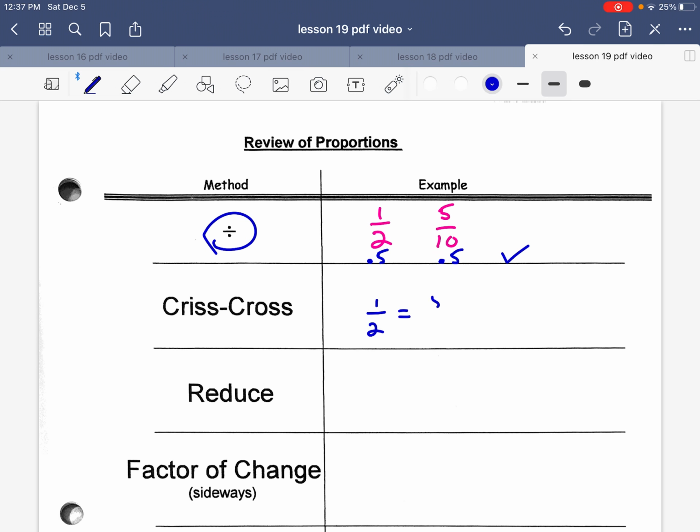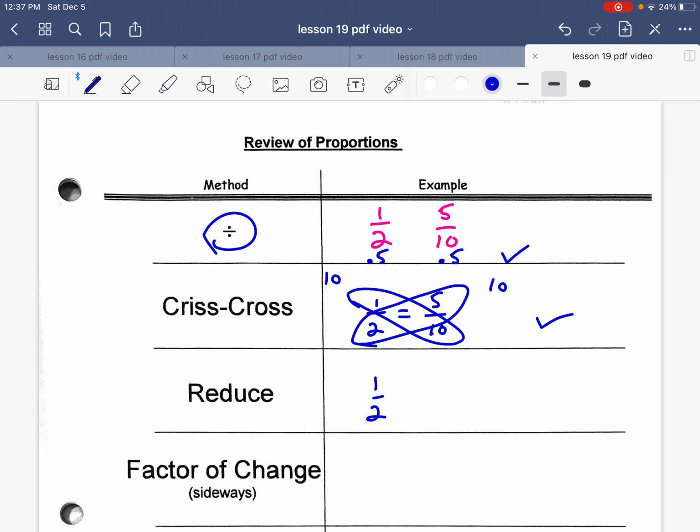Crisscross method using that same 1 times 10, 10, 2 times 5 is also 10. Another easy way that you can do some mental math checking. Obviously, if you need a calculator because they're tougher numbers, then you just do so.